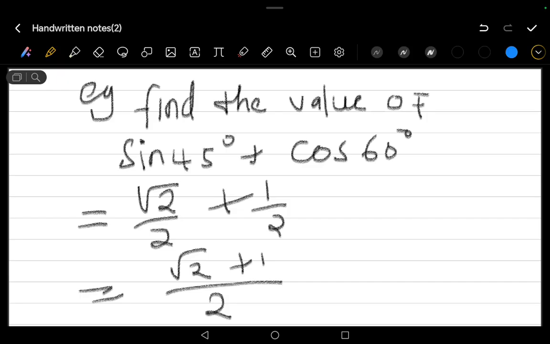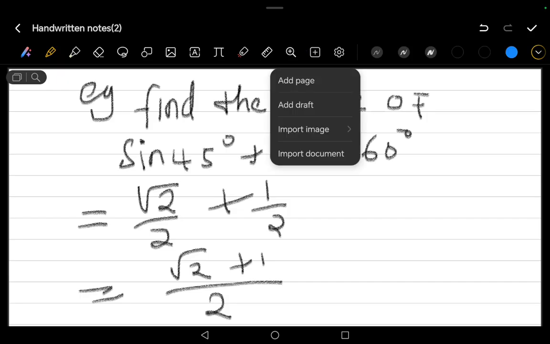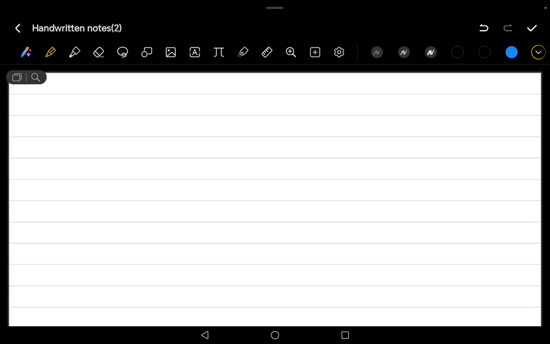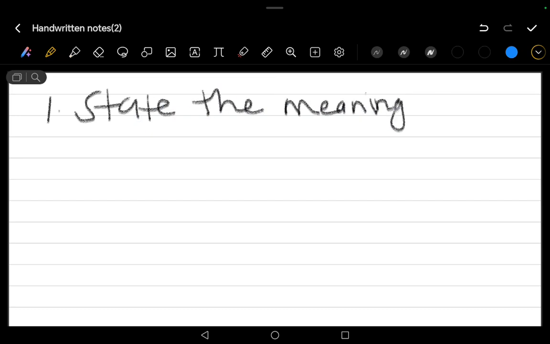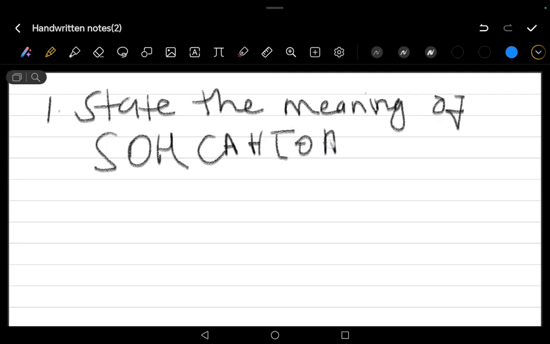I want you guys to do this quick quiz. So Chipiwa, please state the meaning of this before we move to the next lesson. What's the meaning of this? Sine theta. So sine is sine theta and cos is cos theta.